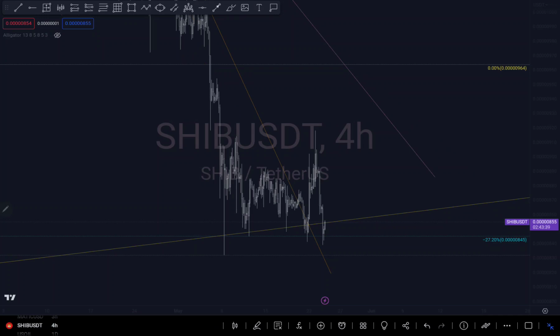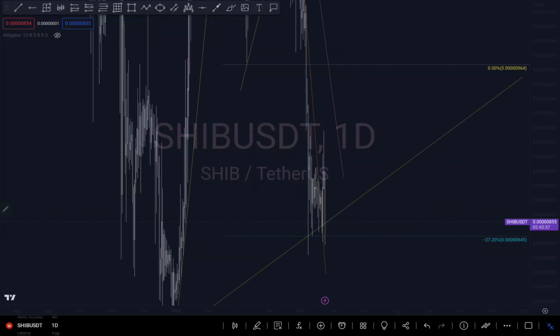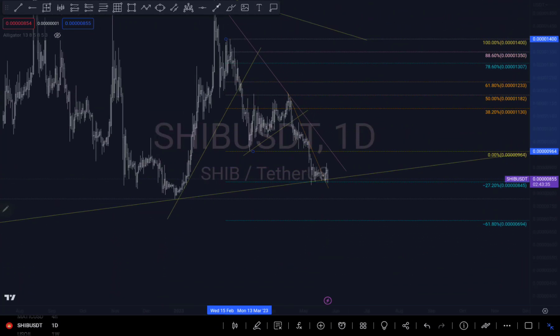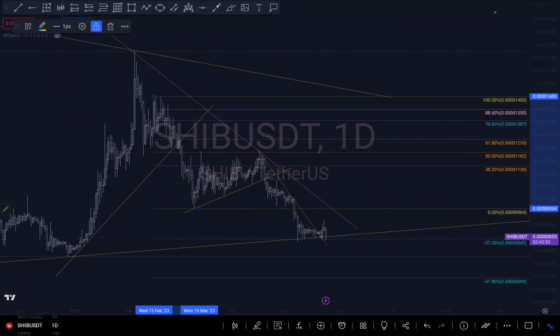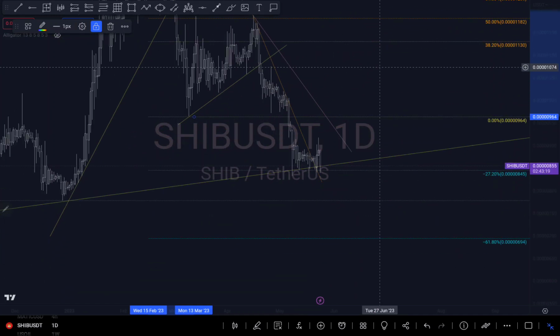What are we looking at on SHIBA? If I go to my previous analysis on SHIBA, we can see we've been on a downtrend. I can see an impulse, a correction, then a continuation, then another impulse right here, and then a correction. So what am I expecting right now?